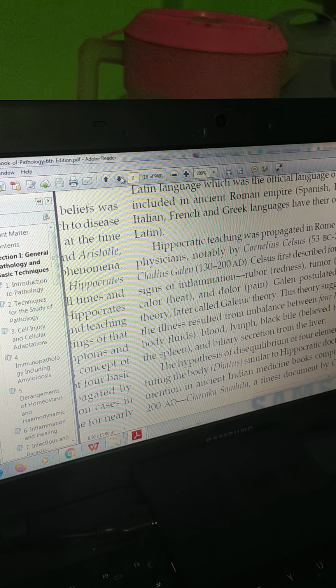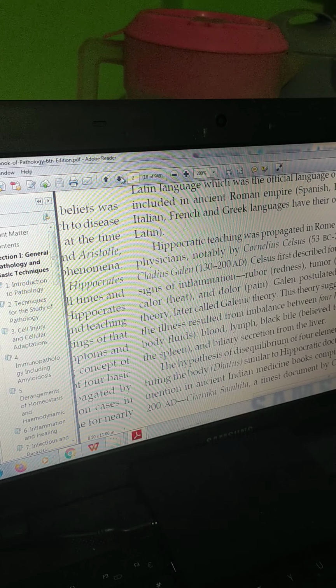Hippocrates was propagated in Rome by Roman physicians, notably by Cornelius Celsus, 53 BC to 7 AD, and Claudius Galen, 130 to 200 AD. Celsus first described four cardinal signs of inflammation: rubor, redness; tumor, swelling; calor, heat; dolor, pain.